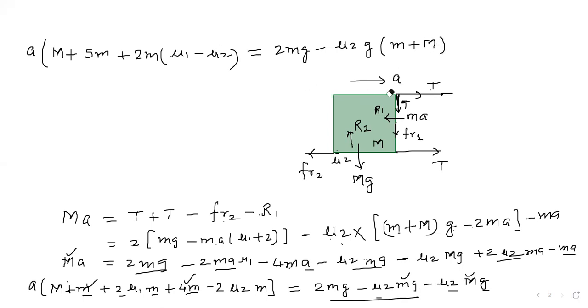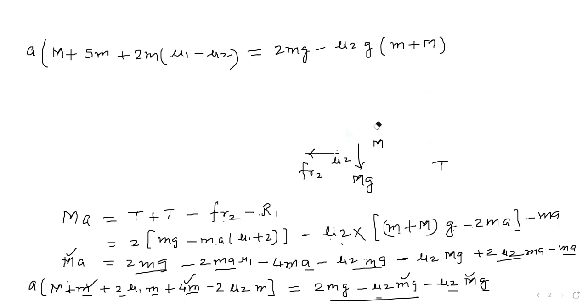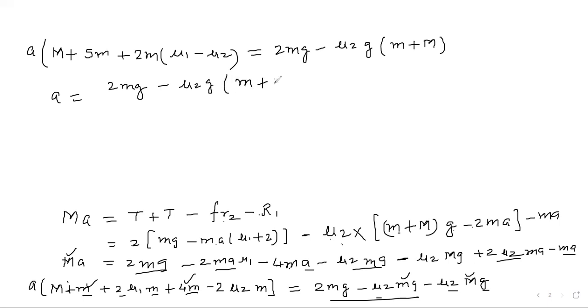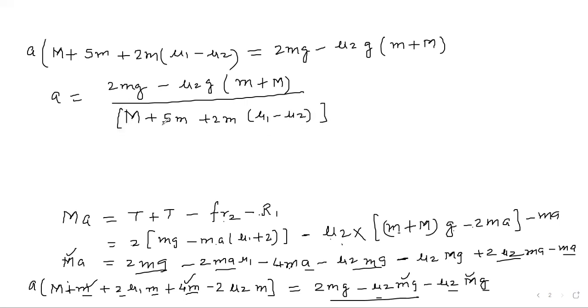Our concern is to get the acceleration of the bigger block. So we can write it as small a equals 2mg minus mu2g times small m plus capital M, divided by capital M plus 5 small m plus twice of m times mu1 minus mu2. And that is our answer.